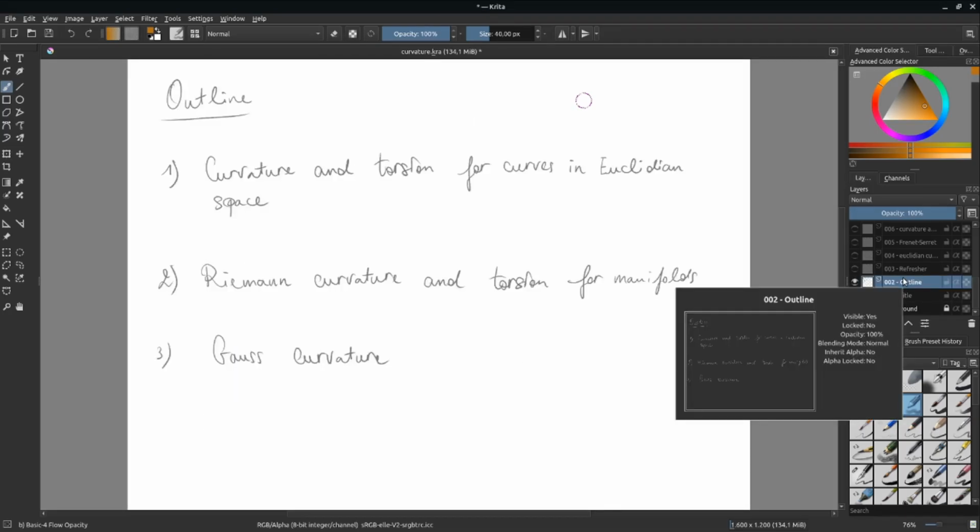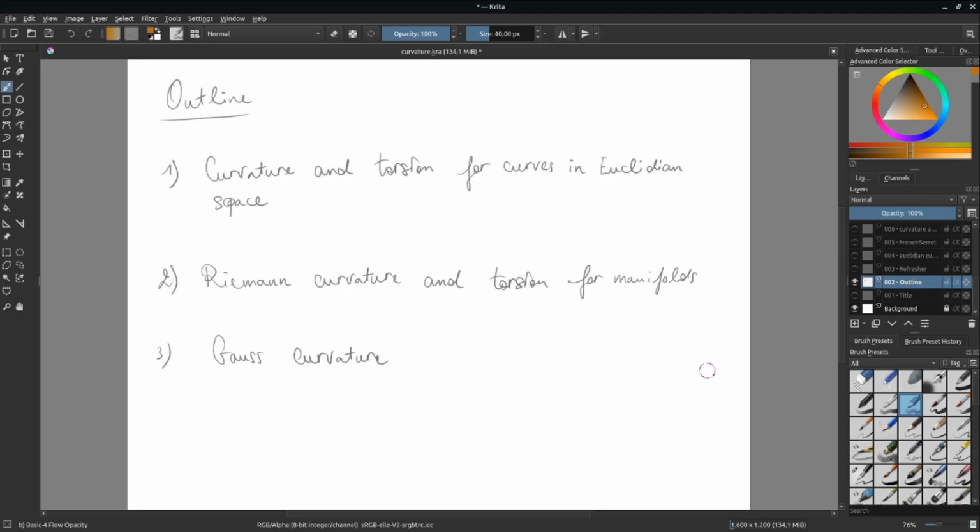So, a brief outline. I break this down into three parts. First, I'll give an example of curvature and torsion, but for curves in Euclidean space. It's a special case, but it's nice because it gives a lot of the flavor of the more general sense. And then we'll jump onto the more general definition of curvature, namely the Riemann curvature. Also note that there are multiple different curvature tensors, which does not help.